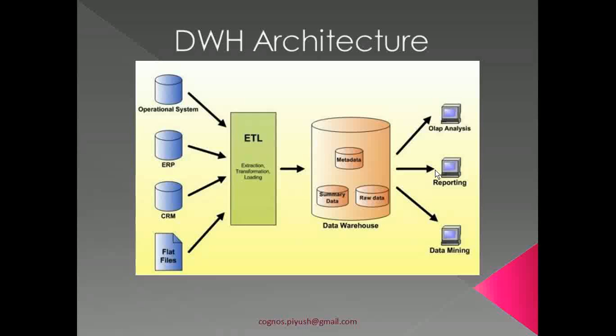Lastly, from the presentation point of view, there are different tools and technologies involved. OLAP, online analytical processing, which has already been discussed, is a multidimensional query processing approach on the data warehouse data. Reporting, like business intelligence. There are different BI tools like Cognos, then BO, Business Objects, then open source tools like QlikView, Pentaho.